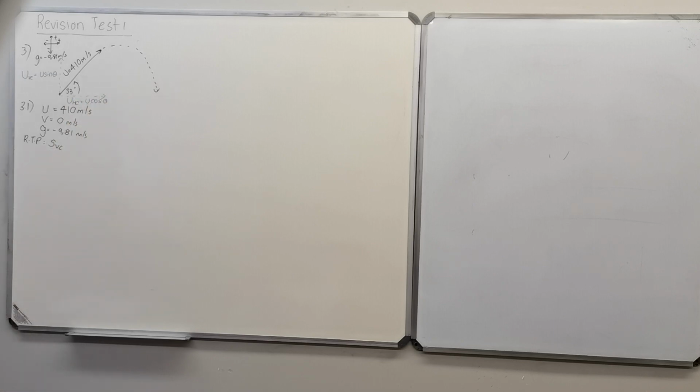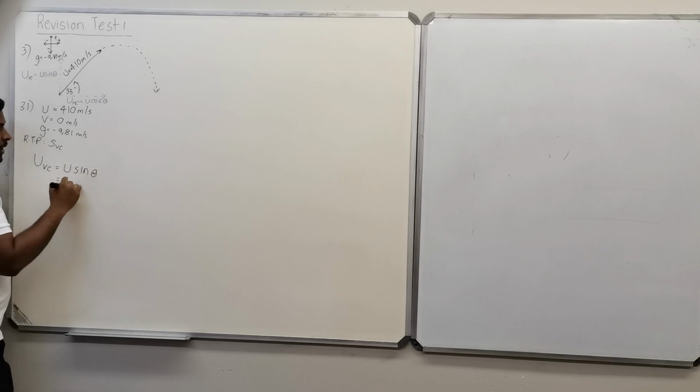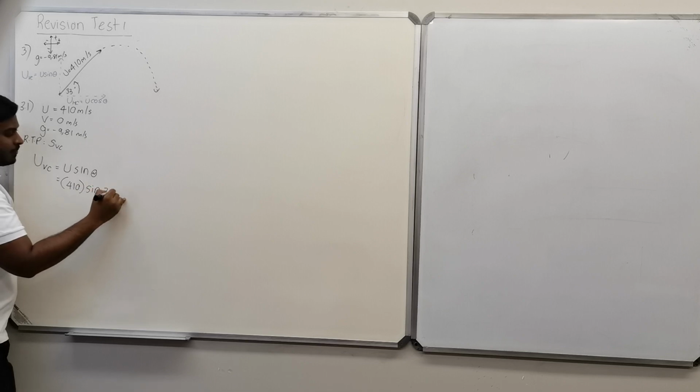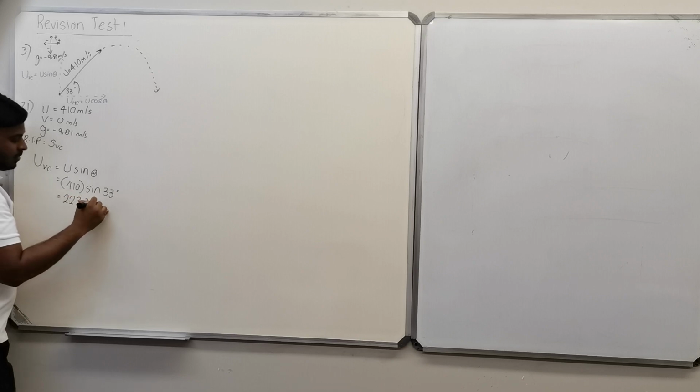Right? Not like I never saw this before. This is how we normally answer it, right? So, first thing you would say, U of the vertical component, which is your initial component, is equal to U sine of your angle, which would be 410 sine of the angle, which is 223.302 meters per second.